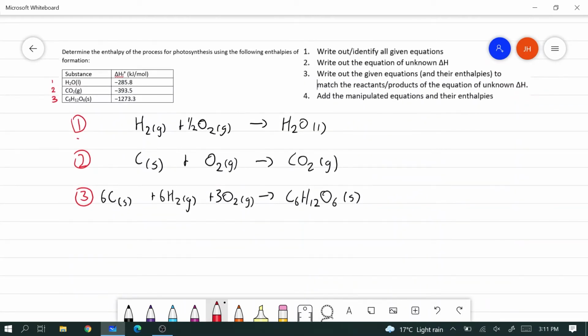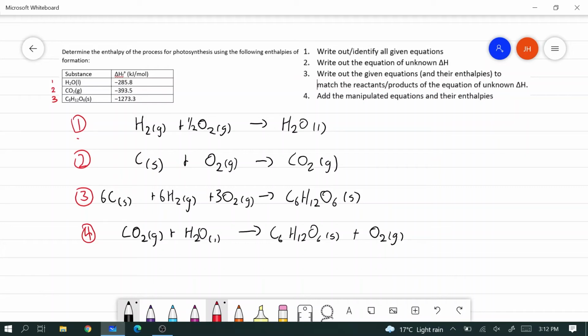What we need to do next is write down equation 4, which will be the equation that we don't know the enthalpy for. So we don't know the enthalpy for photosynthesis, so we need to also write out the photosynthesis equation itself. We should know, just by general knowledge, that glucose is formed by reacting carbon dioxide gas, water, and that will end up forming glucose, C6H12O6. And we also have oxygen as a gaseous byproduct.